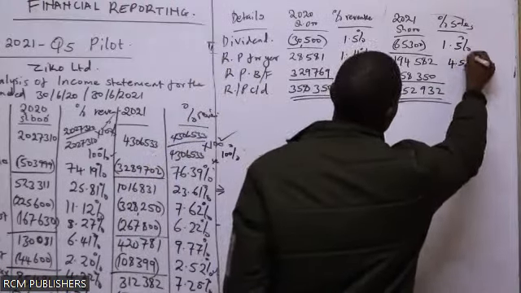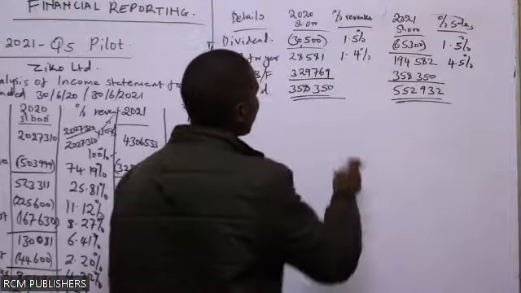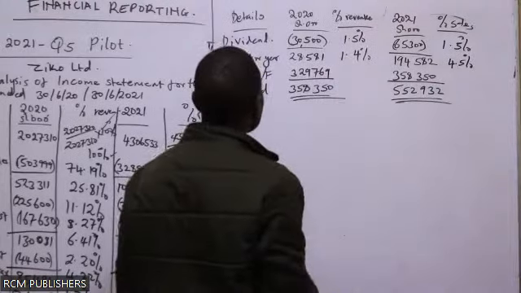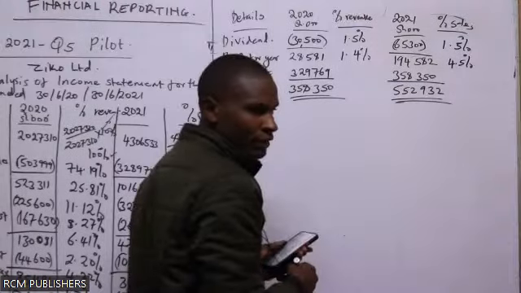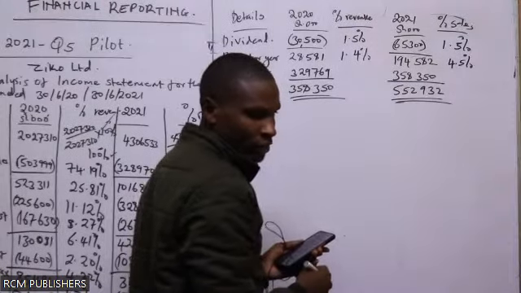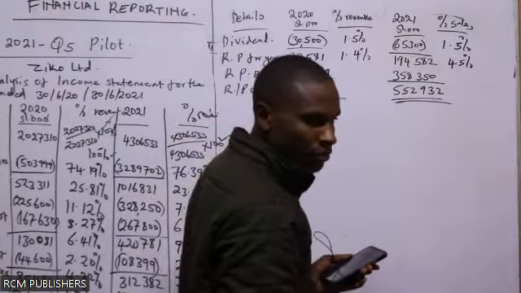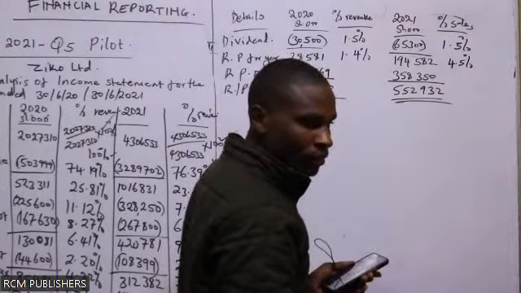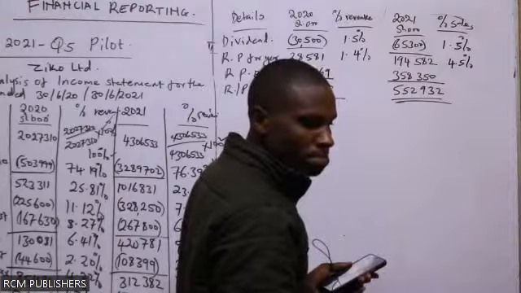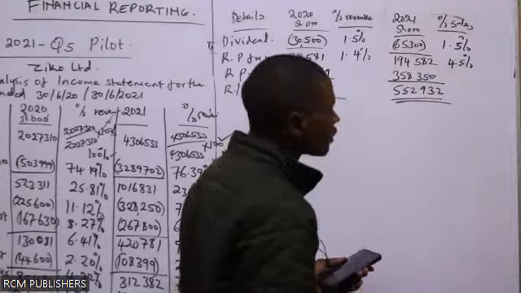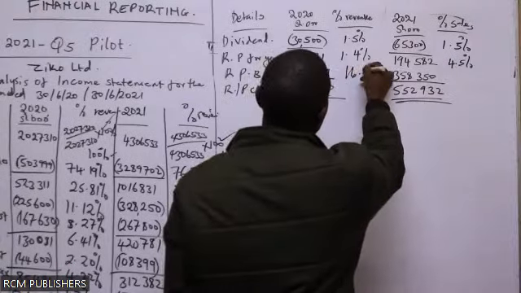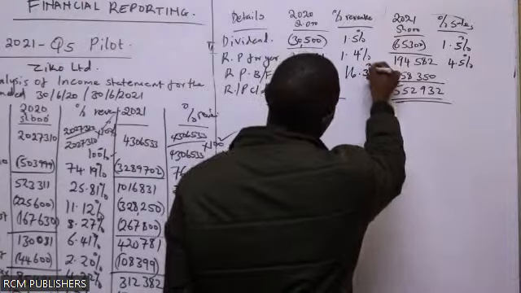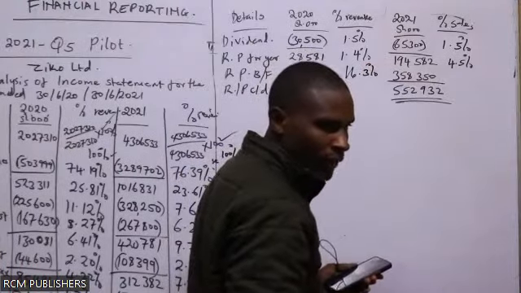4.5%. And then you look at the retained profit brought forward. Percentage yake ilikuwa ngapi? Pata ngapi hiyo? Pata ngapi pale? 16.3%. And then the last one.